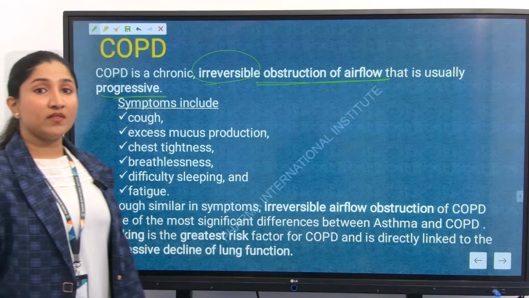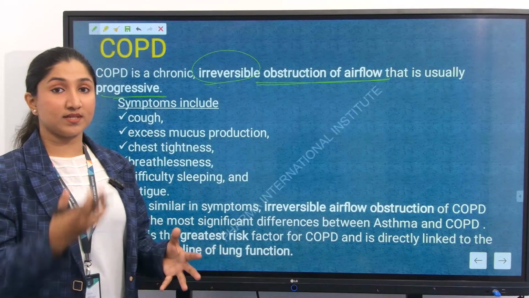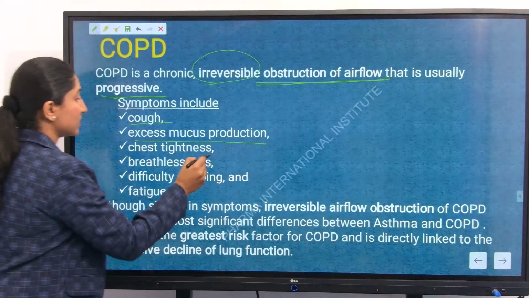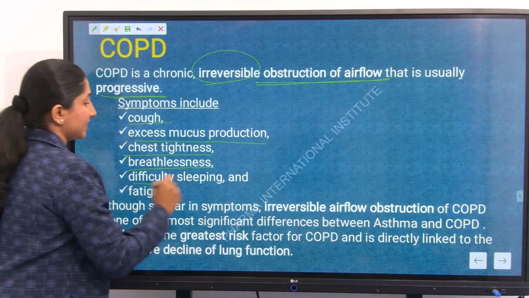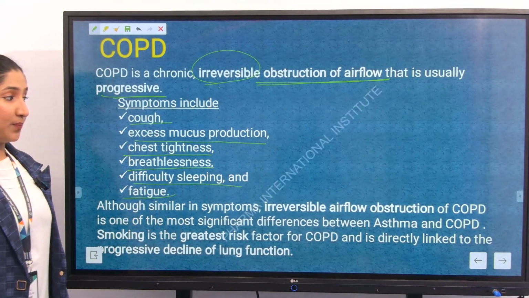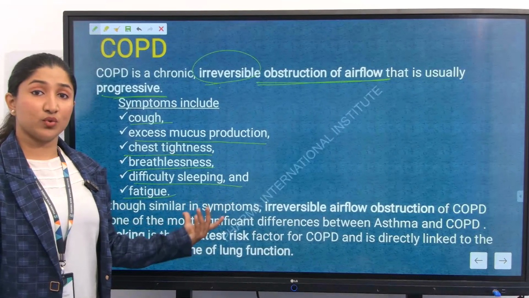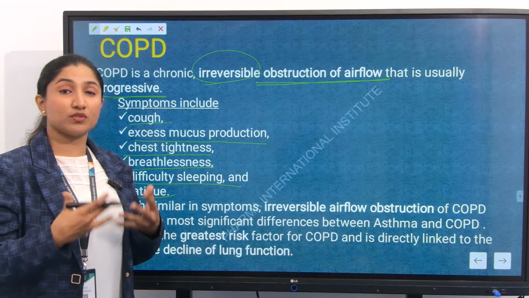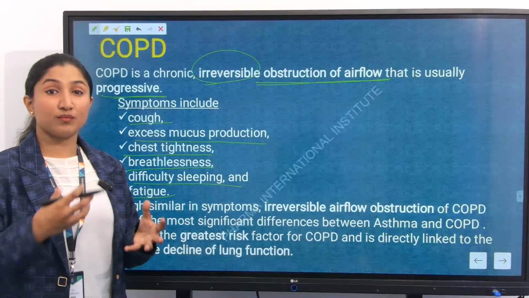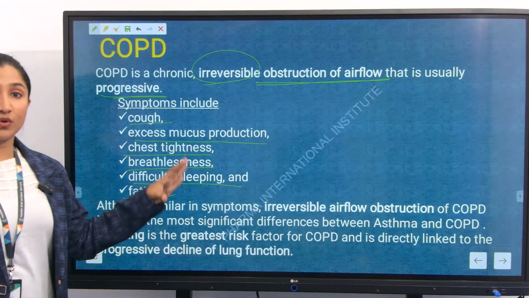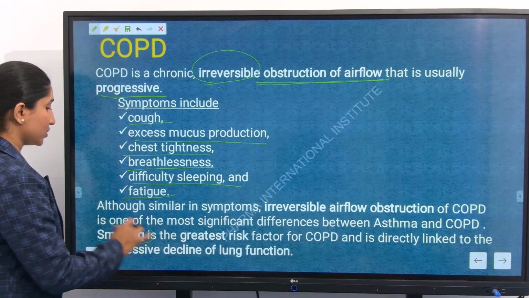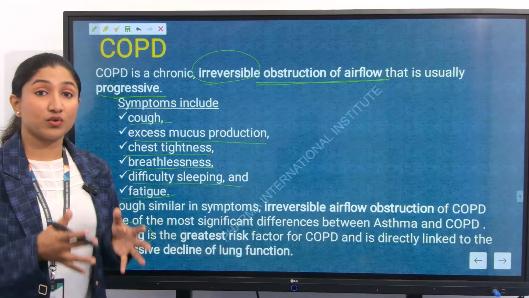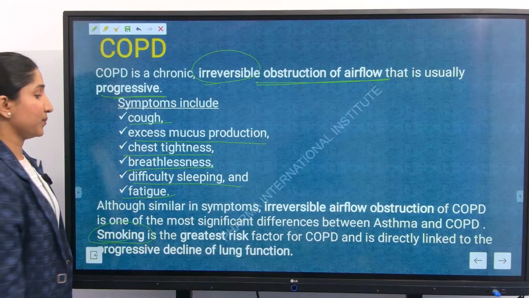That is the difference between these two diseases, even though the symptoms are somewhat the same. Symptoms include cough, excess mucus production, chest tightness, breathlessness, difficulty sleeping, as well as fatigue. Even though the symptoms are similar, COPD is an irreversible airway obstruction because of excessive mucus production, and the main risk factor for COPD is smoking. Smoking is the greatest risk factor, causing chronic inflammation and production of this mucus.